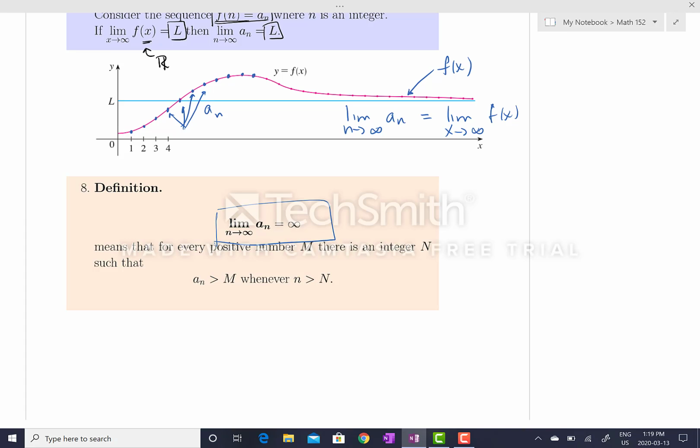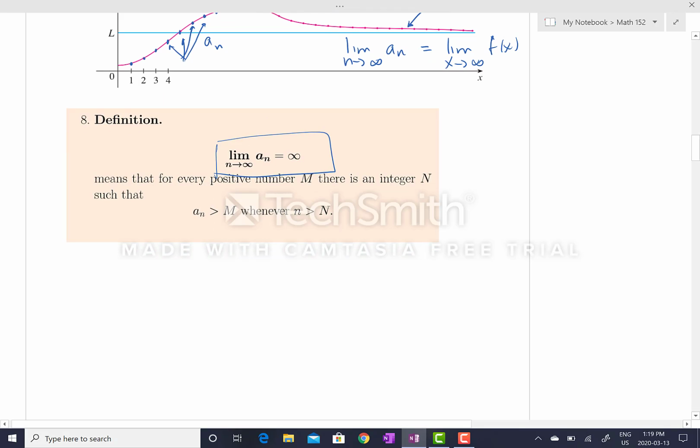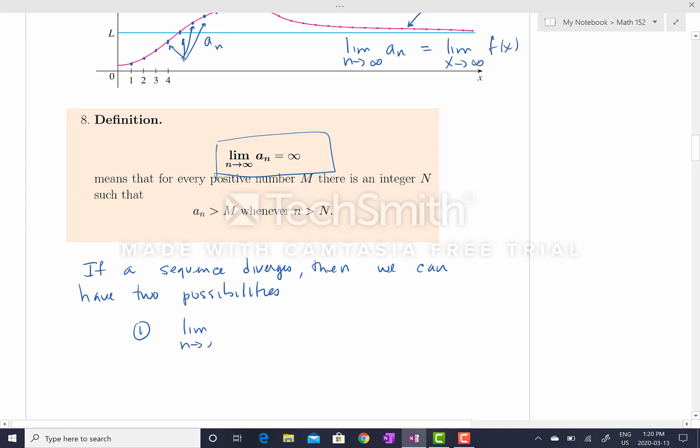Okay, there's two ways of diverging. There's diverging to infinity, and then there's diverging via oscillating. Let's just make a note of that so we remember that. Okay, so if a sequence diverges, then we can have two possibilities. One would be that the limit as n goes to infinity of an is equal to plus or minus infinity. So that's a divergent to infinity.